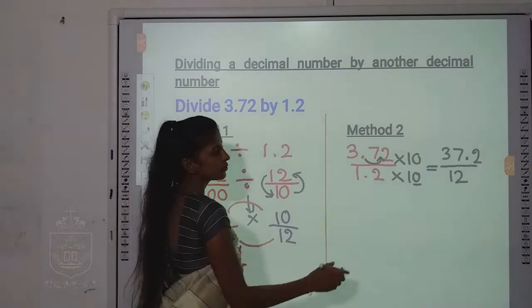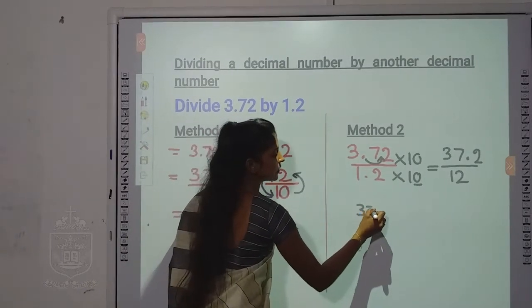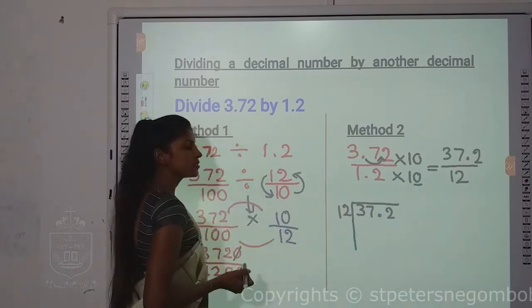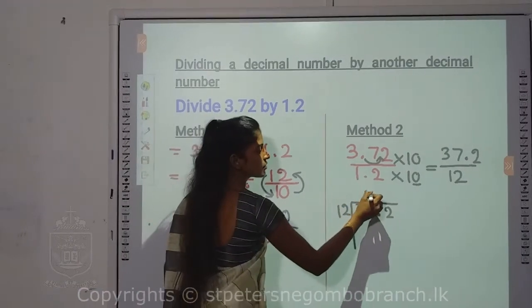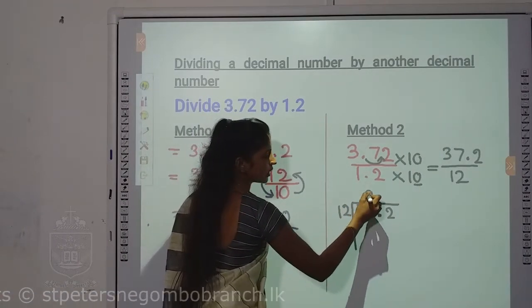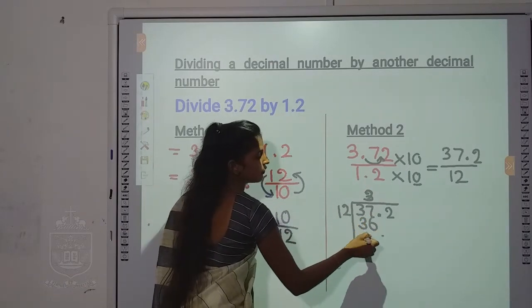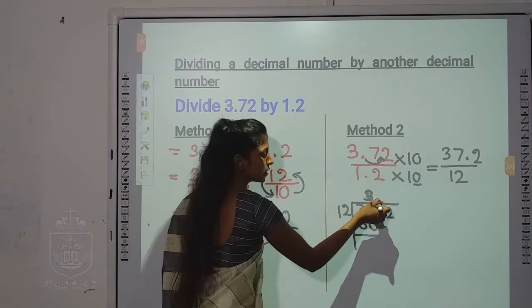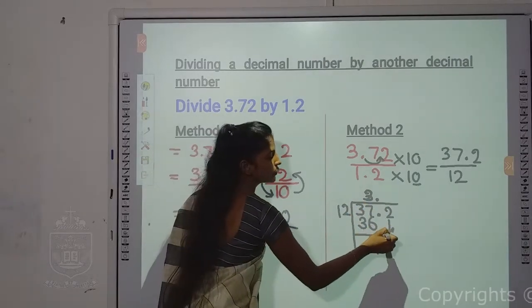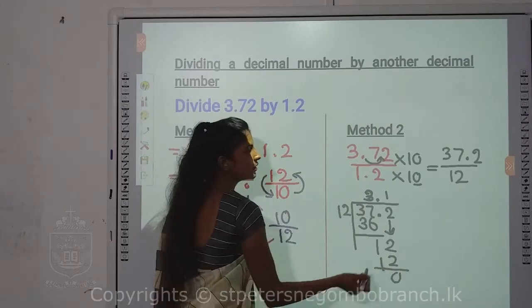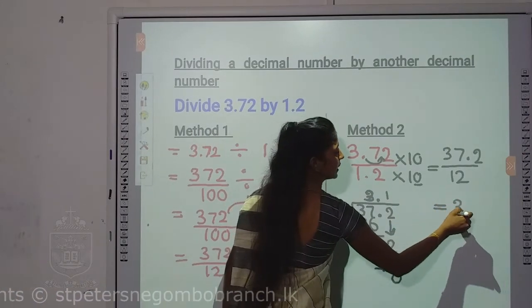37.2. So let's divide 37.2 by 12. Okay. Once you divide, 12 times 3, you know that is 36. 1 remaining, and keep the decimal point there and take 2 down. So 12 you have 1. So, what will be the answer? 3.1 will be the final answer.